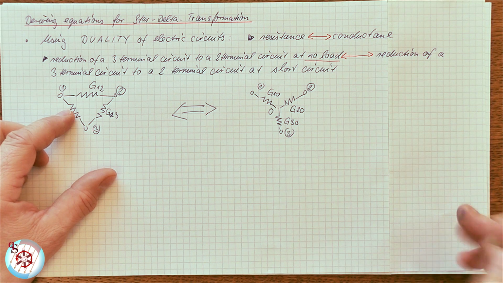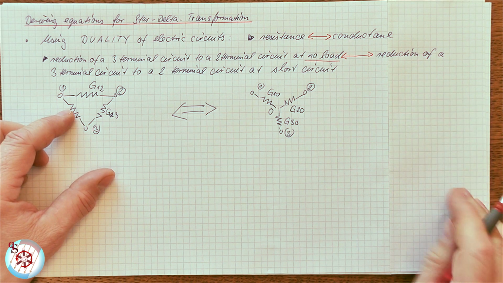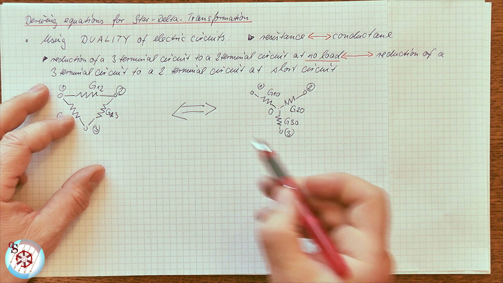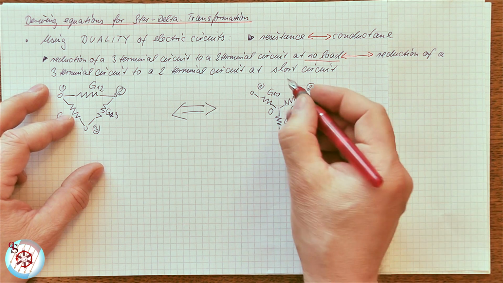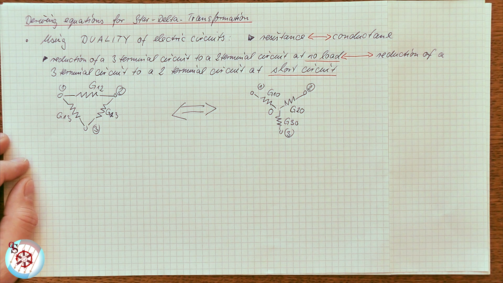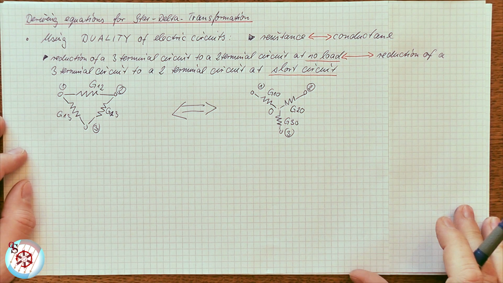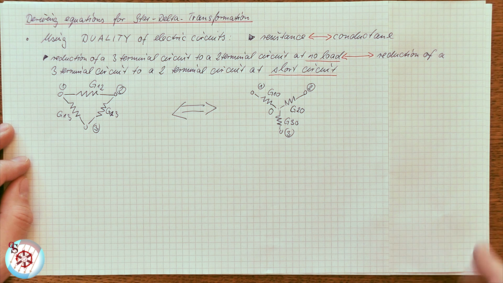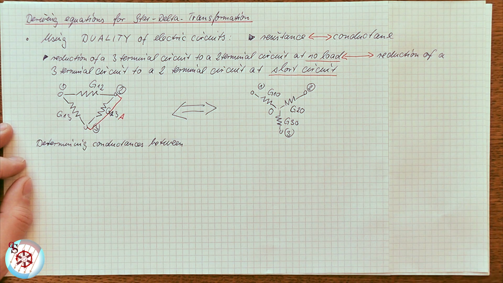What's the exact opposite of that? That's the reduction of a 3-terminal circuit to a 2-terminal circuit at short circuit. And that's the whole point. So let's see with what type of equations we come up with this thought. We short circuit 2 and 3.